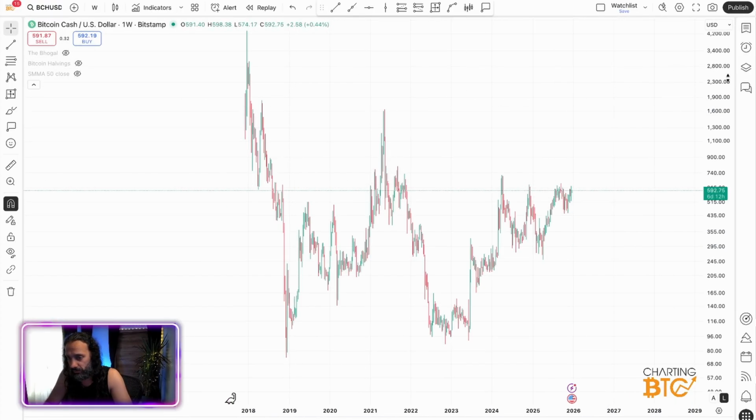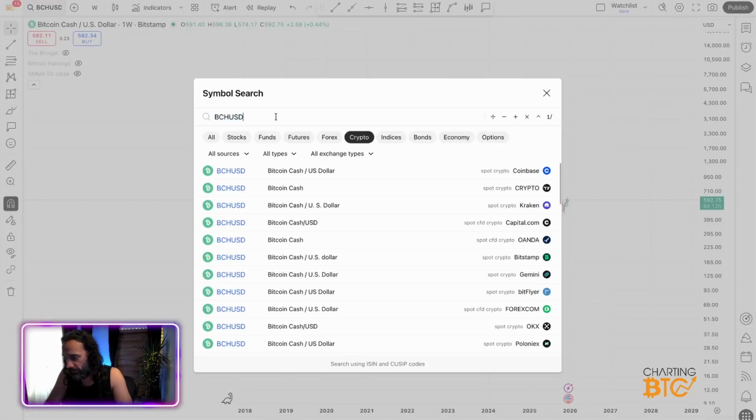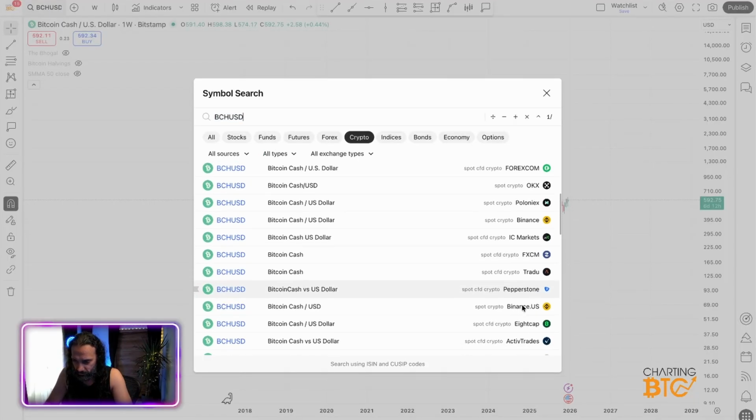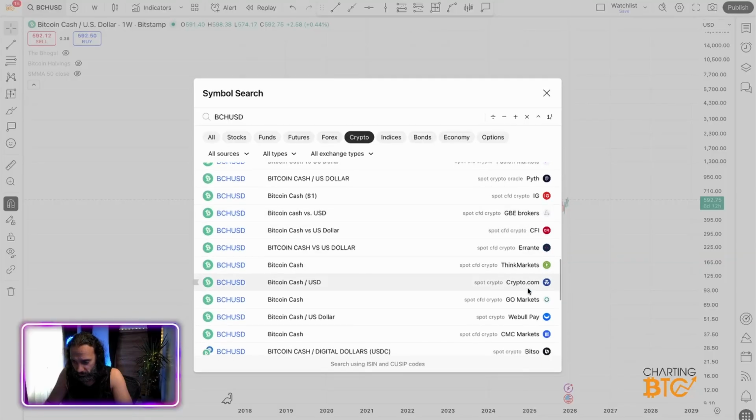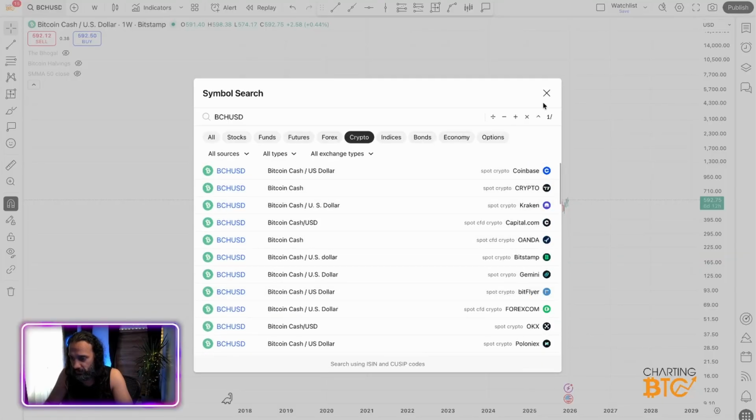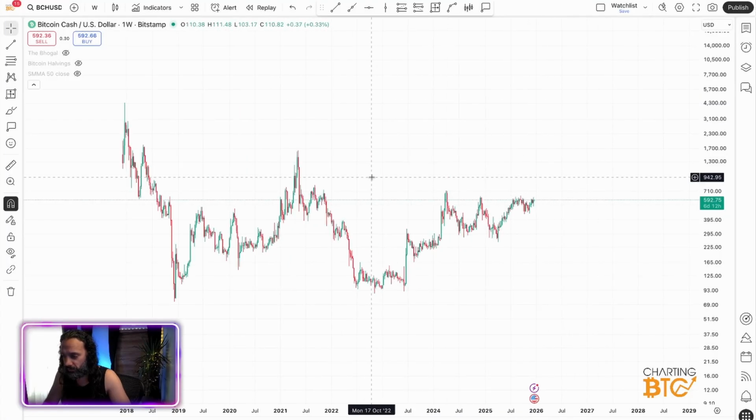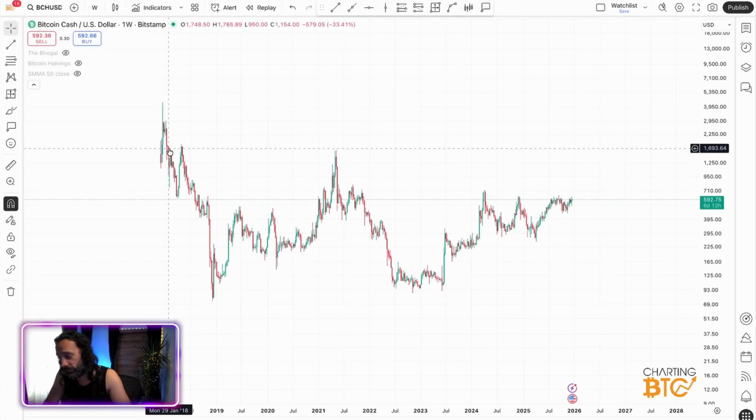Now, the chart I'm using is a Bitstamp one. If you type in Bitcoin Cash, there's lots that come up. I couldn't find the index one. I normally like to use where it says index on the right-hand side here. But I know most coins normally have a lot of history with them, so the chart goes back quite a lot.